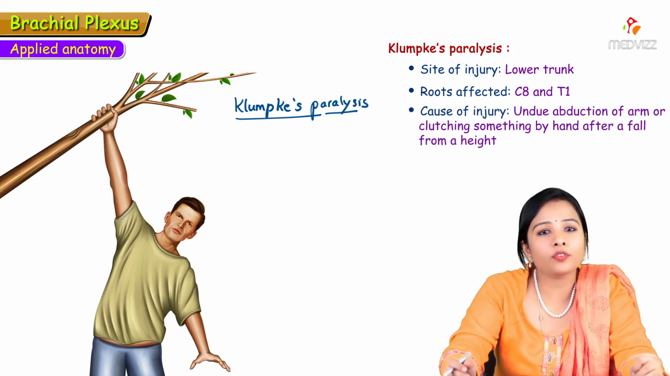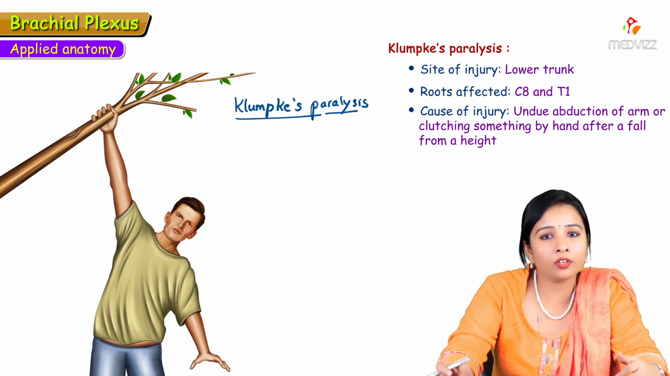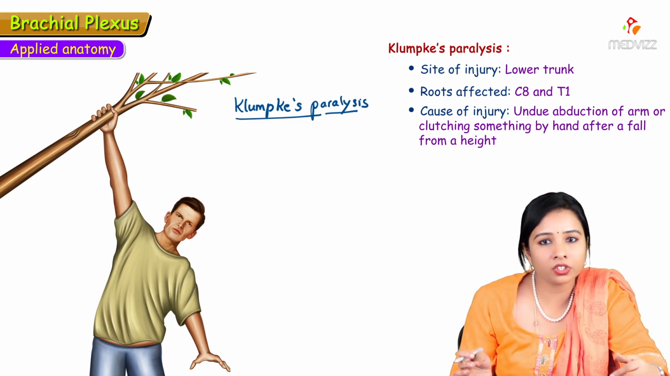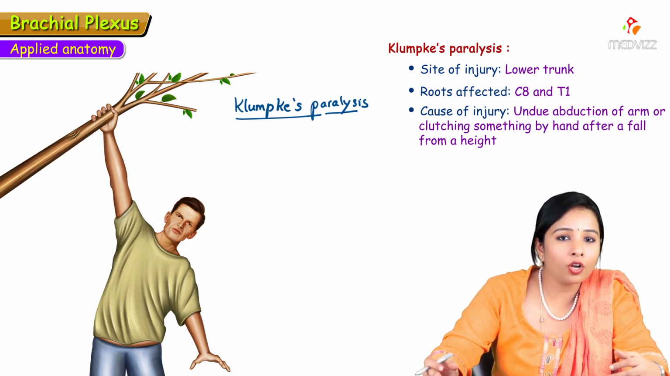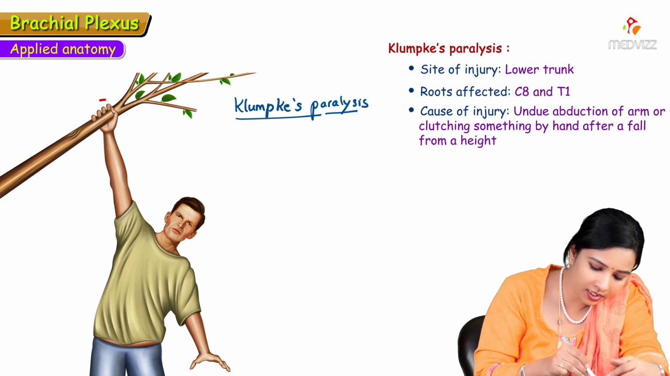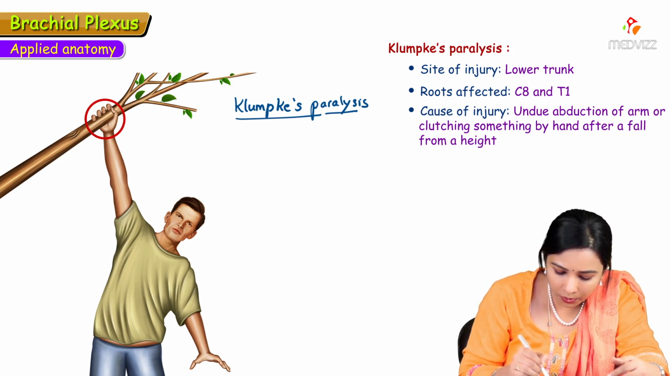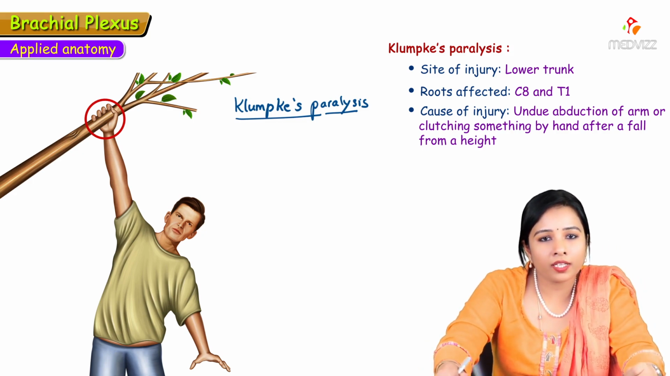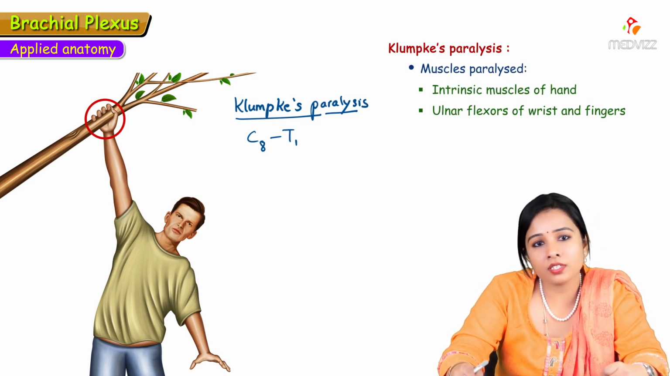The cause of injury in Klumpke's paralysis is undue abduction of the arm. The lower part of the brachial plexus can be injured during birth, that is during parturition, or due to clutching of something by hand after a fall from a height. Here the person is clutching with his hand after a fall from a height, or the lower part of the brachial plexus is separated by pulling out the baby by the hand during birth. The muscles paralyzed are the intrinsic muscles of the hand, the ulnar flexors of the wrist and fingers.